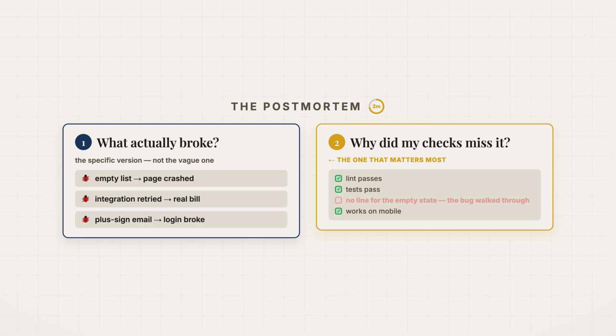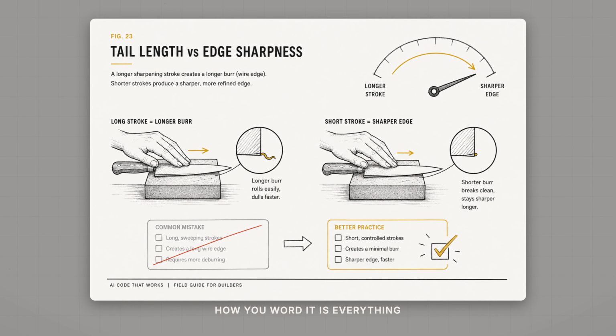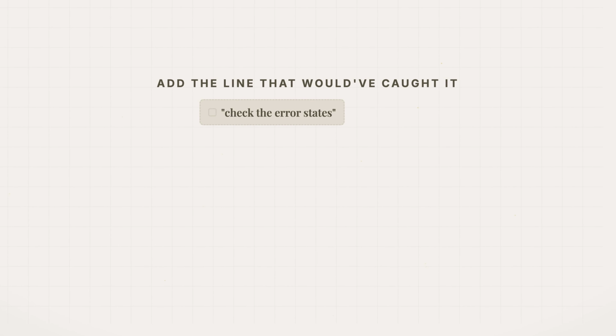Question 2, and this is the one that matters most. Why did my existing checks miss it? You had a checklist. It let this through. Where was the gap? Because the gap is the actual lesson. The bug is just the symptom that pointed at it. And then the move that makes the whole thing compound. You add a line. One new check on your pre-ship checklist.